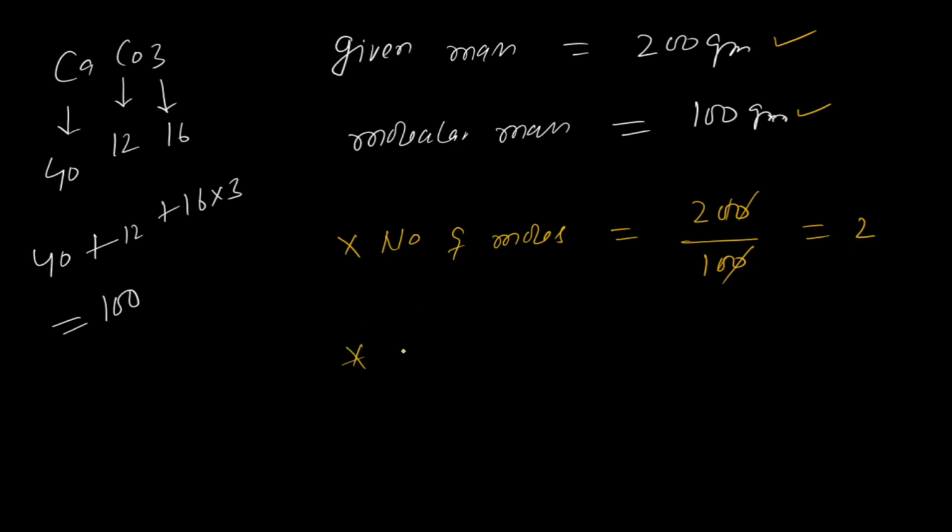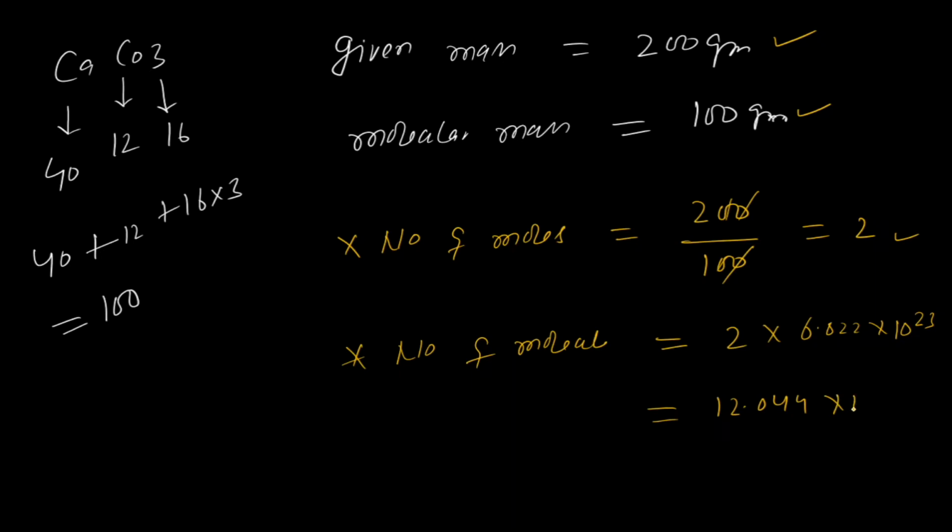Now again you have to find out the number of molecules. Number of molecules is equal to number of moles, it is 2, into Avogadro number 6.022 into 10 power 23. Again you will solve, then it will come 12.044 into 10 power 23 molecules. So this is the concept regarding number of moles of atoms and molecules.